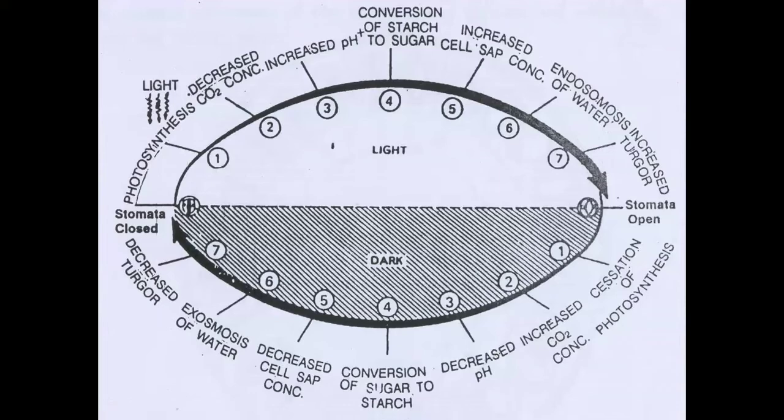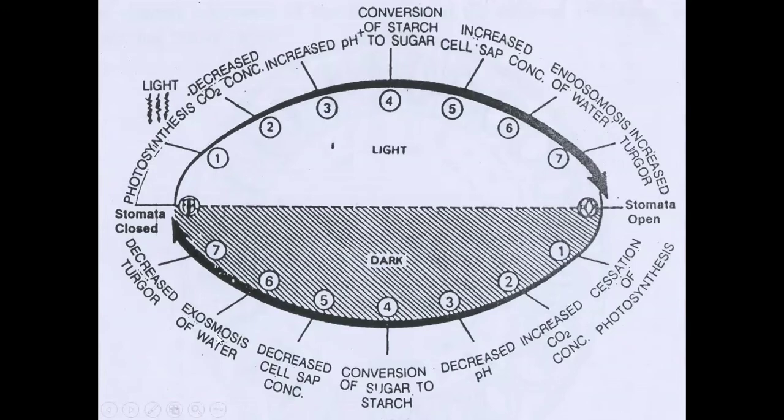Because the glucose 6 phosphate which is synthesized during light is slowly converted into starch. So that's why there is a decrease in the pH, and the cell becomes more acidic. Then, with the conversion of sugar into starch, there is a decrease in cell sap concentration. Because of the formation of acid, there is a decrease in the concentration of cell sap.